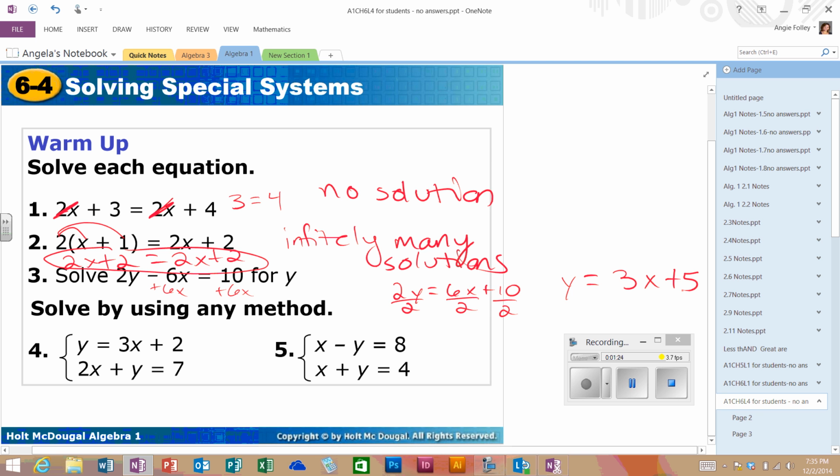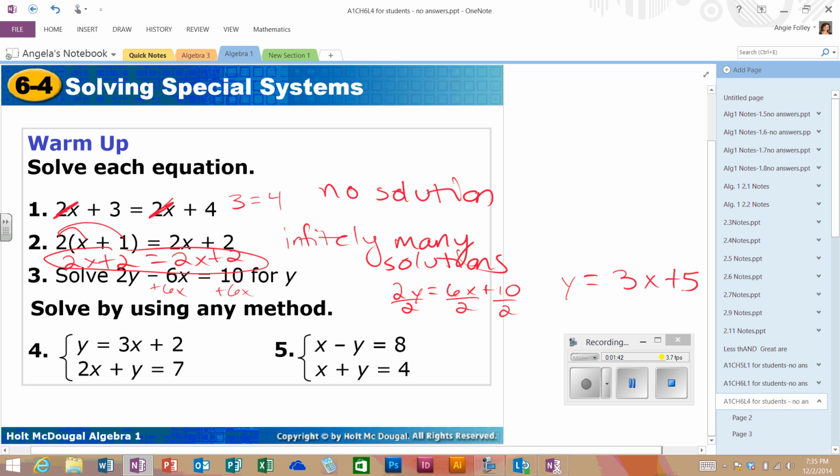Okay. On these next two, we're going to review solving. So we can solve, it says, any method. So you can choose graphing, substitution, or elimination. Like I said, graphing is the one that you have to be really careful on. So I would probably choose substitution or elimination, but if you want to go with graphing, you can.